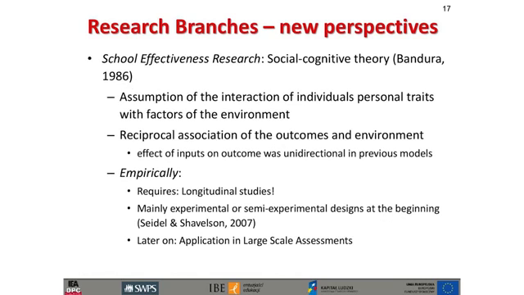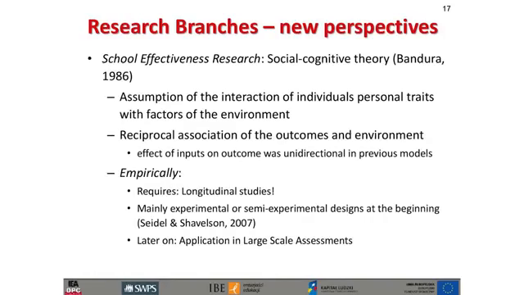Then there was the influence of the social cognitive theory into school effectiveness research, which is based on the assumption that individual personal traits are interacting with factors of the environment. And of course, it is implying this reciprocal association of the outcomes and environment. So the effects of inputs on outcomes was unidirectional in previous models, but now the perspective shifted a little bit, and the assumption was that this influence is reciprocal.